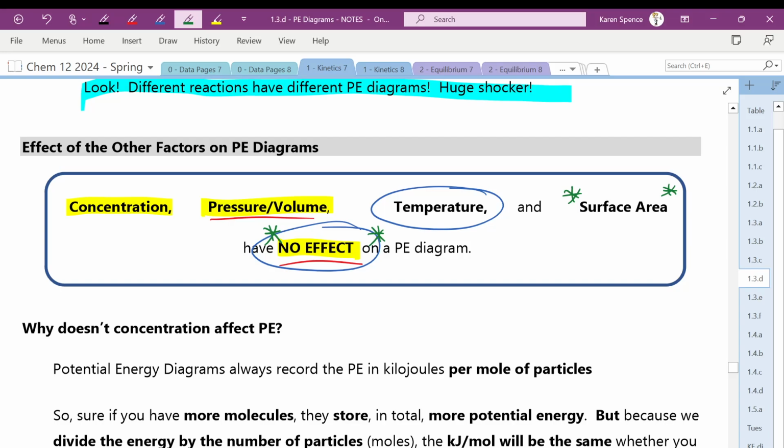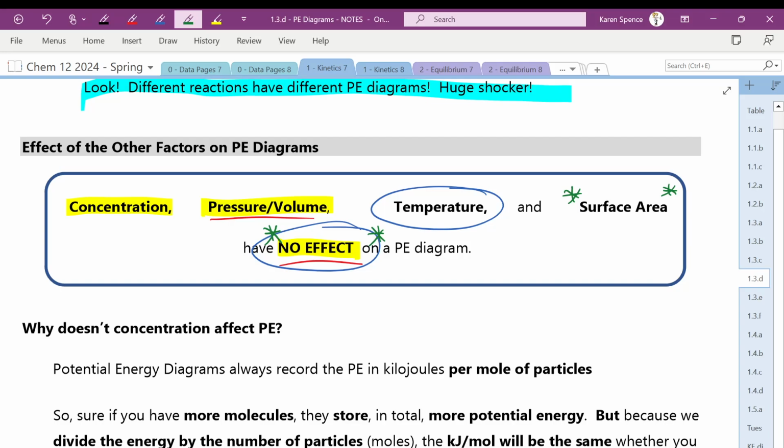So you can change whatever you want about the concentration, pressure, temperature, surface area. They do not change the potential energy diagram because the potential energy just depends on the nature of the molecules. It doesn't matter if you have more of those molecules, their average potential energy stays the same. It doesn't matter if you've squished the molecules into a smaller volume, the average energy contained per molecule is the same. It doesn't matter if you make them go faster, their potential energy contained in their bonds remains the same.